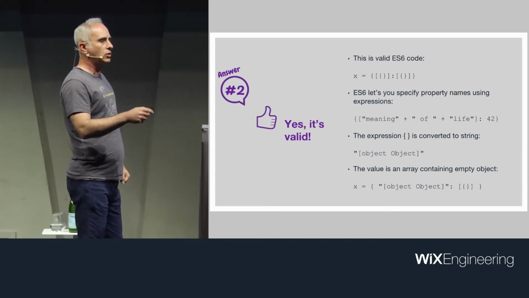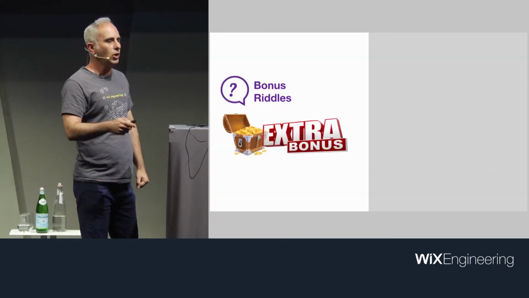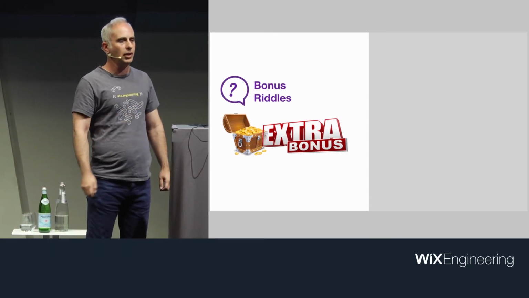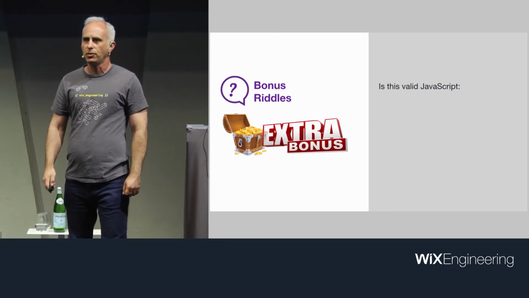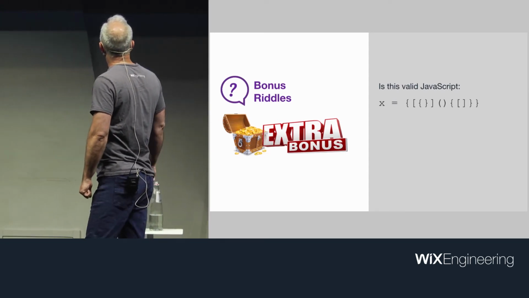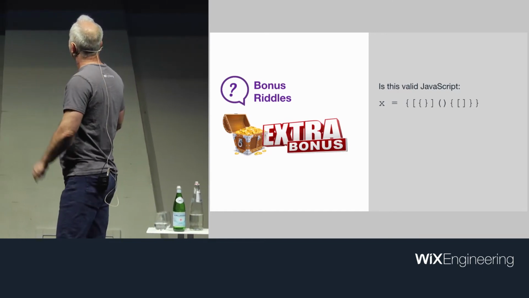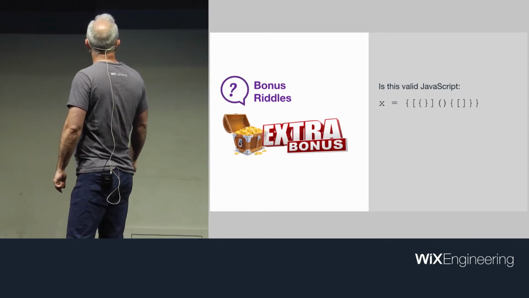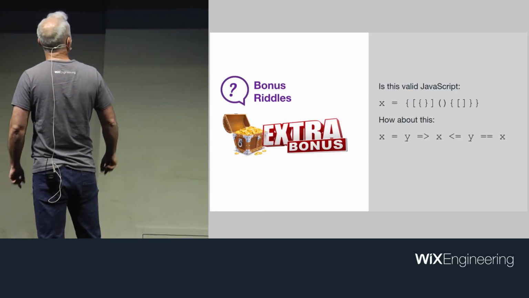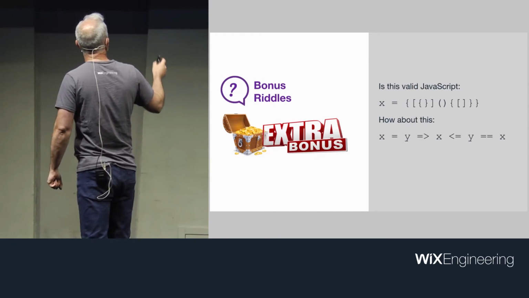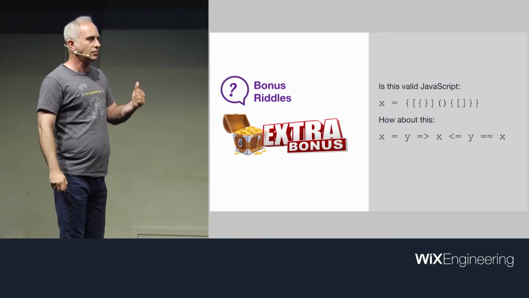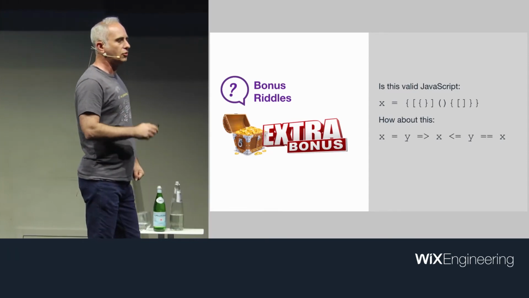As bonus riddles, not to be answered here, to take home with you, here are a couple of almost palindromes that you can think about. Is this valid JavaScript? It's almost a palindrome. You can see that the parentheses on the right and the left are switched. And how about this one? Again, almost a palindrome. Here the assignment is part of the whole thing. On the right-hand side, though, we have two equals signs instead of a single one. Is that legal or not? Okay, not for now. This is for you to take home with you.